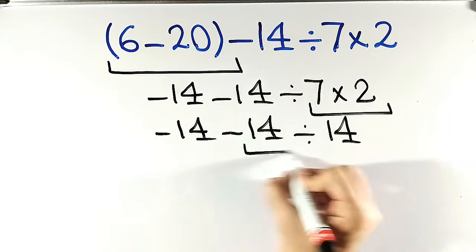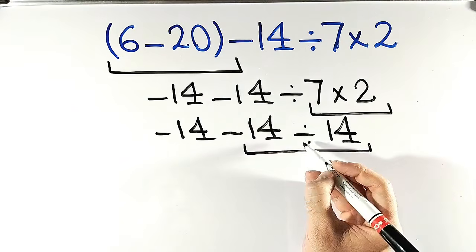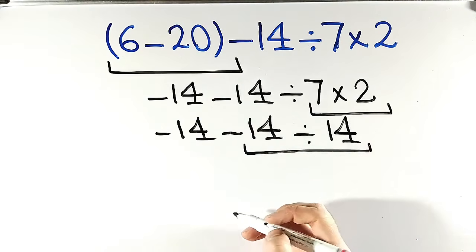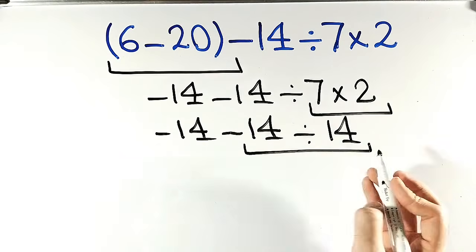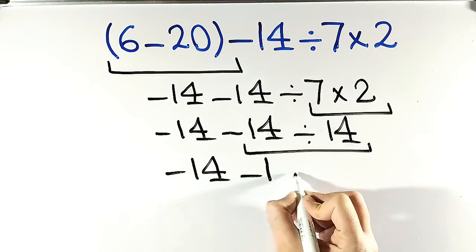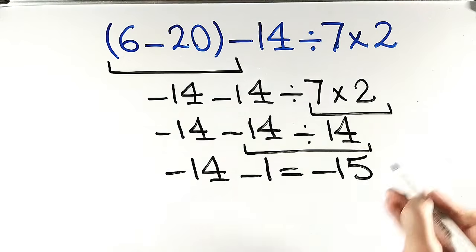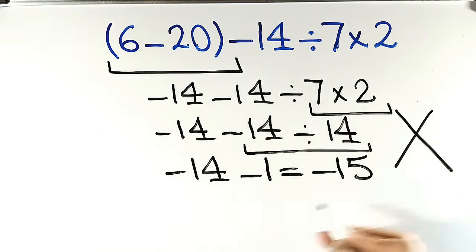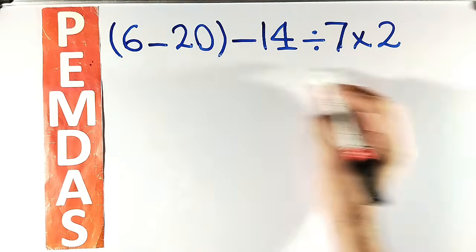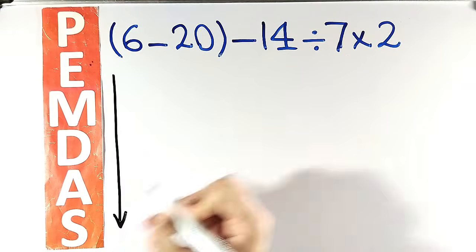Next, they go for the division between 14 and 14 because they believe division has a higher priority than subtraction. So, instead of this expression, they write negative 14 minus 1, which finally gives them the answer negative 15. However, it's not the correct answer to this question. To solve this question, we must follow the order of operations step by step from top to bottom.